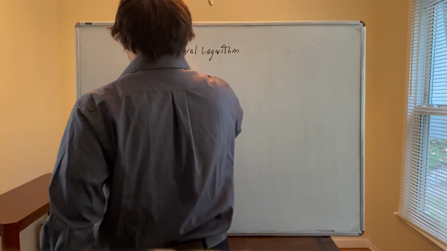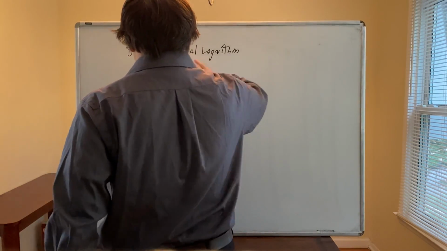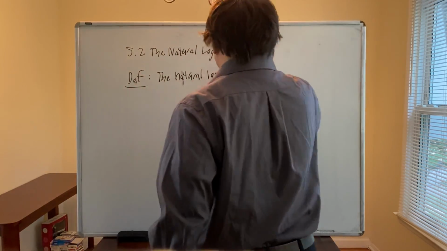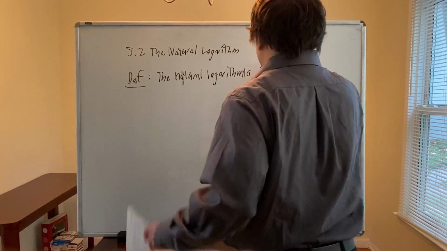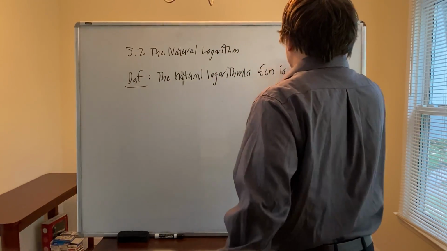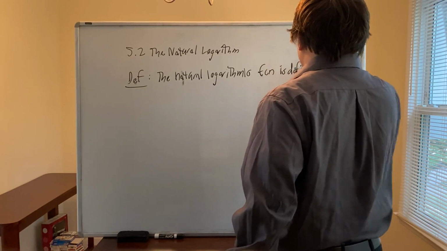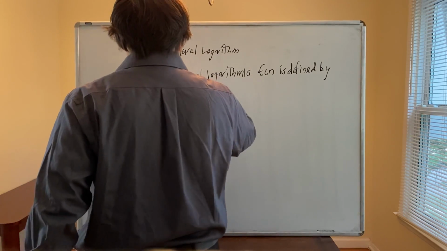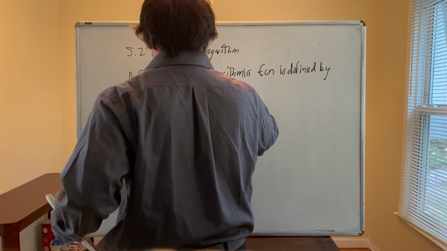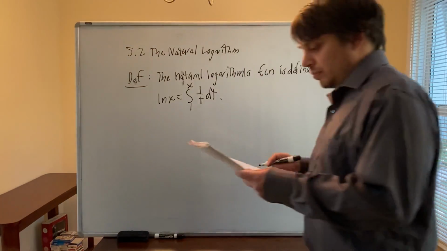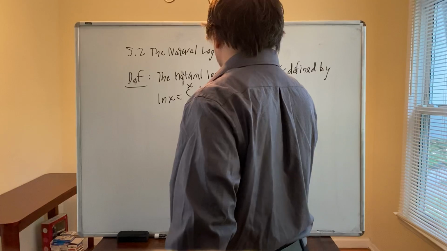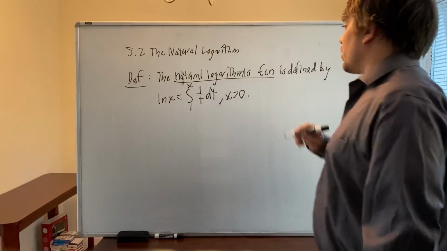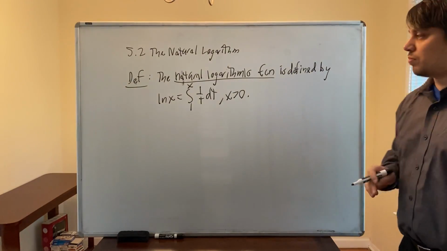The natural logarithmic function is defined by ln of x is equal to the integral from 1 to x of 1 over t dt, where x is positive. Okay, so the natural logarithmic function is defined by that equation.